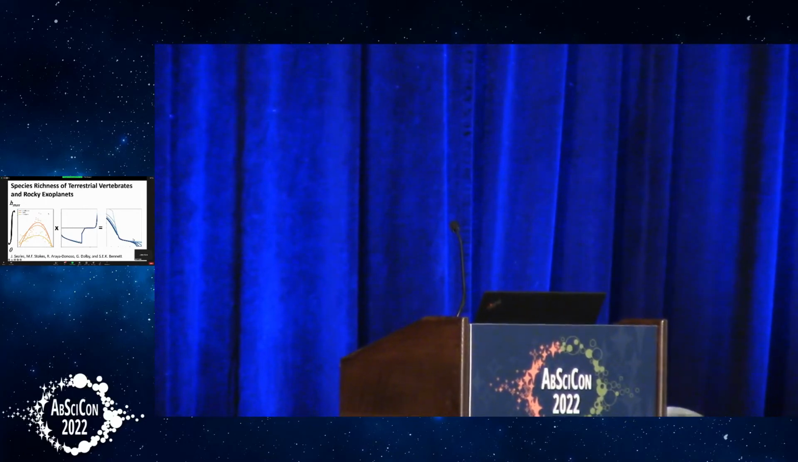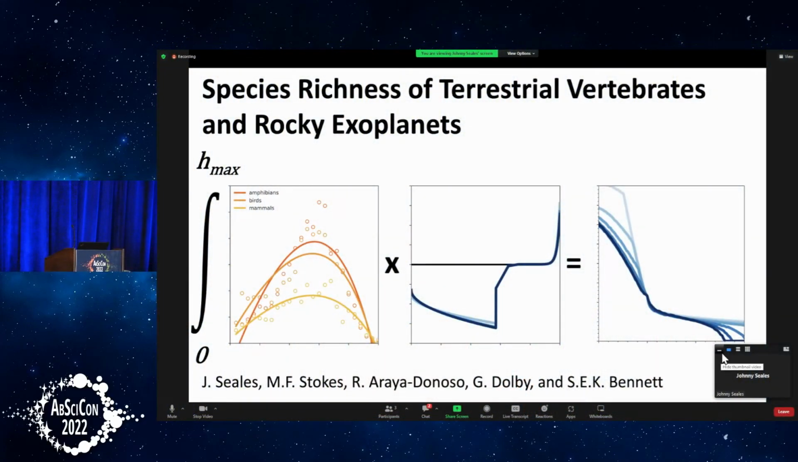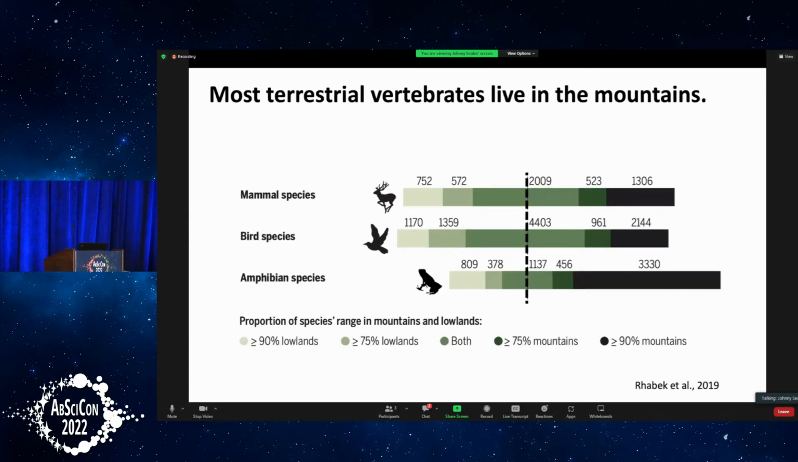So today I'll be discussing the species richness of terrestrial vertebrates on rocky exoplanets. I've done this work in conjunction with some collaborators listed at the bottom of the screen that range from geomorphologists to structural geologists to biologists. One of the interesting things that they've taught me is that most terrestrial vertebrates live in the mountains.